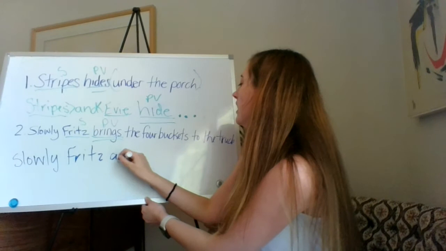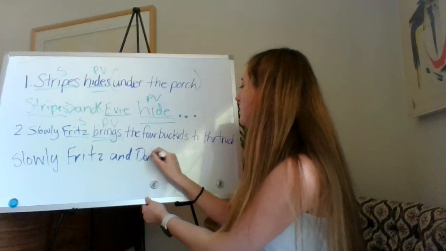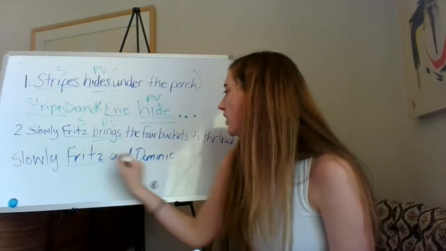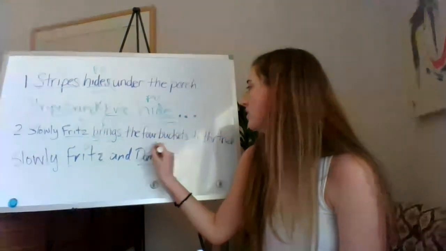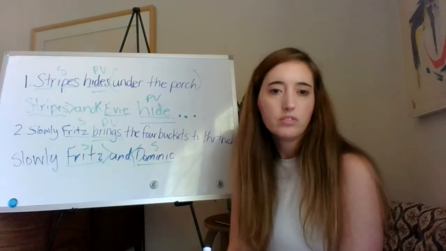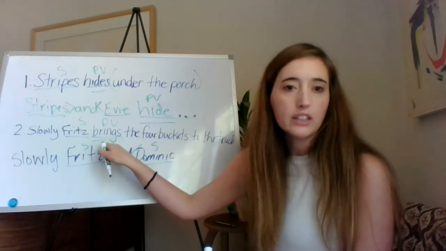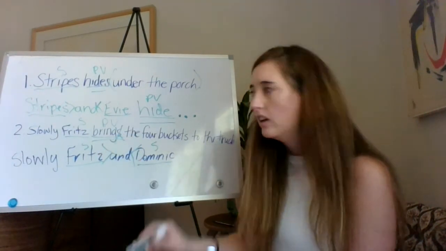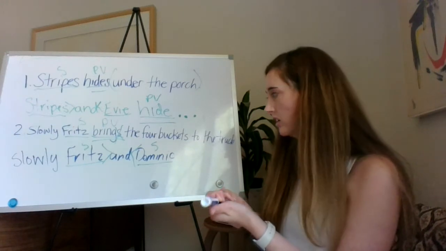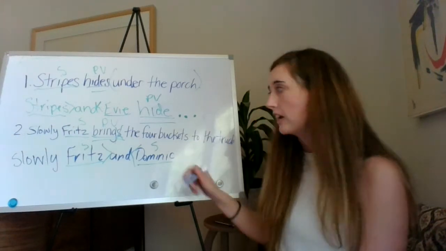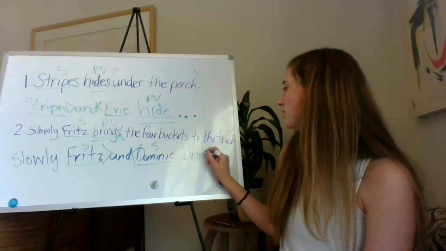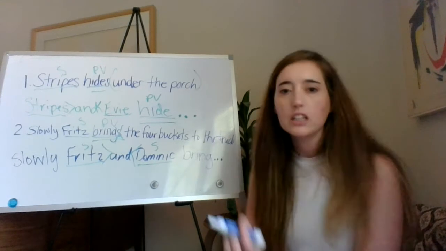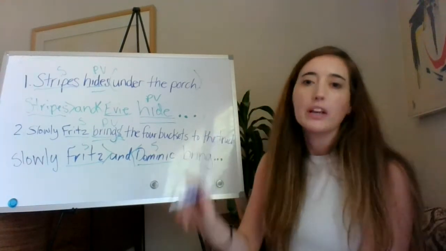Fritz and Dominic. Okay, now we've got 2 subjects. Fritz, Dominic, with the conjunction and. And our predicate verb brings now needs to drop that S, and we're going to write bring. Slowly, Fritz and Dominic bring the 4 buckets. And then I don't have space for the rest of that sentence, so I'm just going to put my 3 dots for the rest of that being the same.